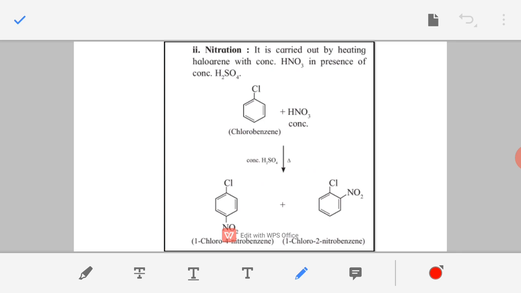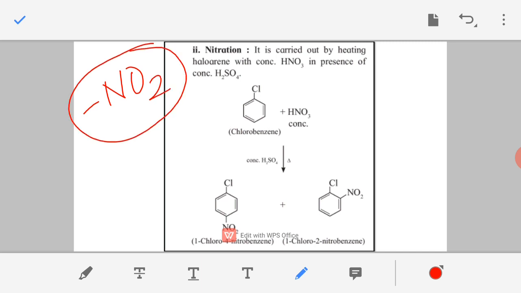The nitration means the introduction of the NO2 group, the nitro group, into chlorobenzene. We have to attach it at the ortho and para positions. The nitration reaction is in the presence of a nitrating mixture. The nitrating mixture is a mixture of concentrated nitric acid and concentrated sulfuric acid.